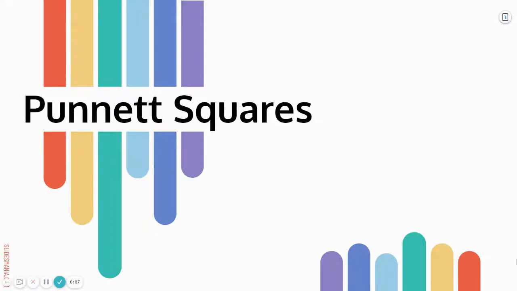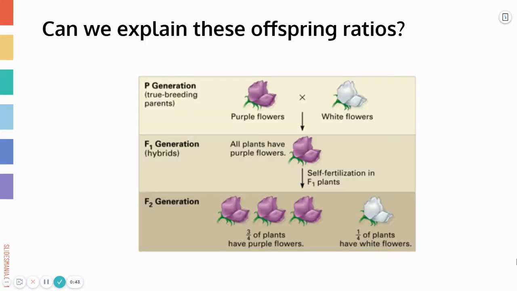Hi everyone. So in this video, we are going to be talking about a specific tool or method to figure out what kind of offspring we expect from any given set of parents. And this method is called a Punnett square. So we'll be trying to explain the ratios that I introduced in the last video, the introduction to genetics one.